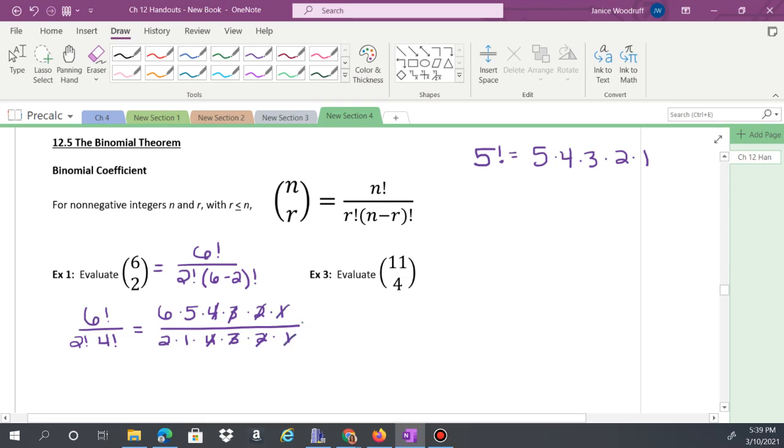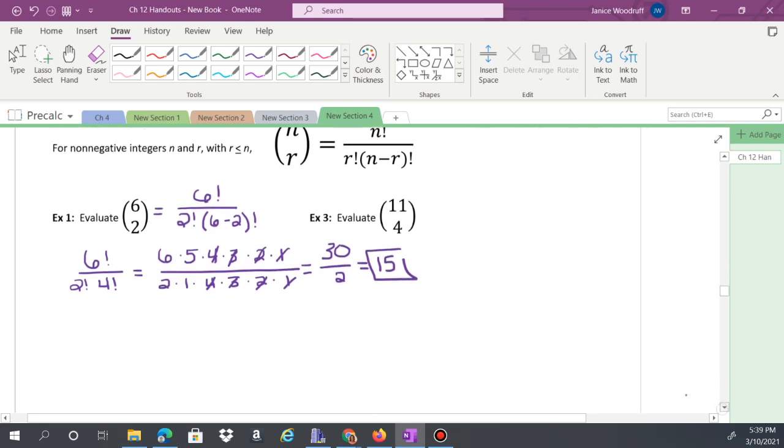So 6 times 5 is 30, 2 times 1 is 2, so that's going to give you 15. Okay, so you could do it like that. Another way you might see it written, if you looked at an example, go back to where it had 6 factorial. So 6 times 5 times 4 factorial over 2 times 1 times 4 factorial. And then the factorials of the same number would also cancel.